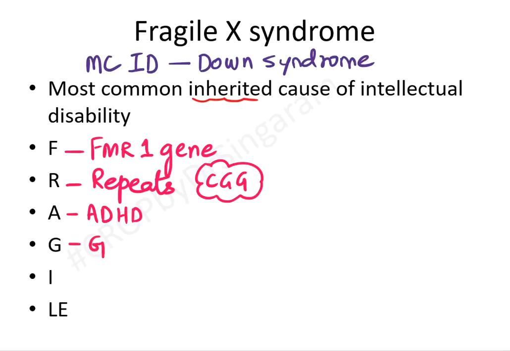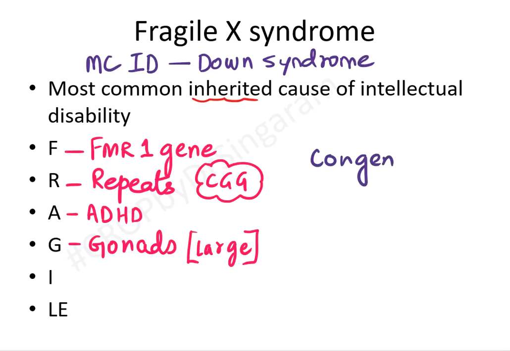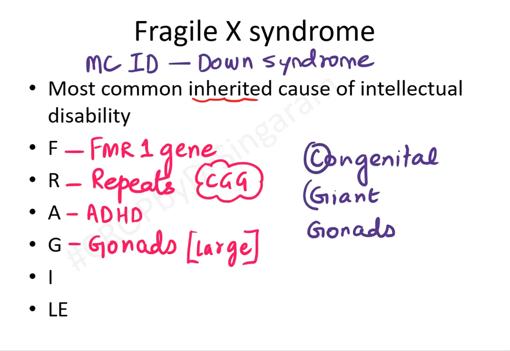G for gonads. You can remember like this. Gonads is large. That means what? The testis is large. Now this is one of the very few conditions which is associated with the big testis. You can just remember in this way: congenital giant gonads. Why am I asking you to remember like this? You can remember two things. One is the size of the testis, which is bigger. Second is you look at the first three alphabets of the letters, C, G, G, which is actually the repeat which you get in case of this Fragile X syndrome.